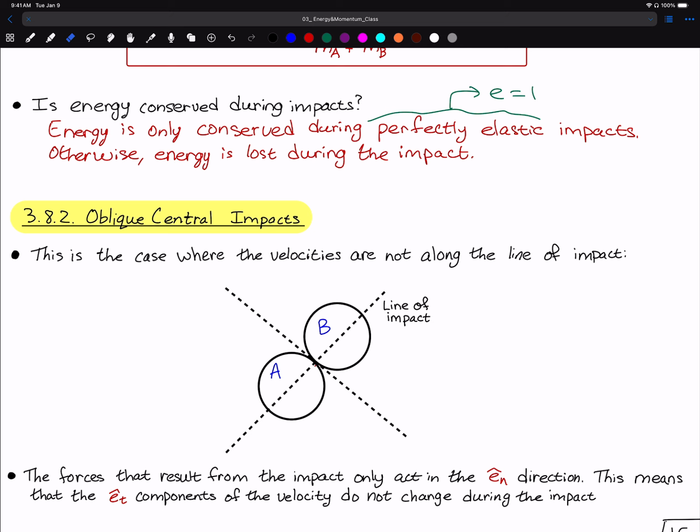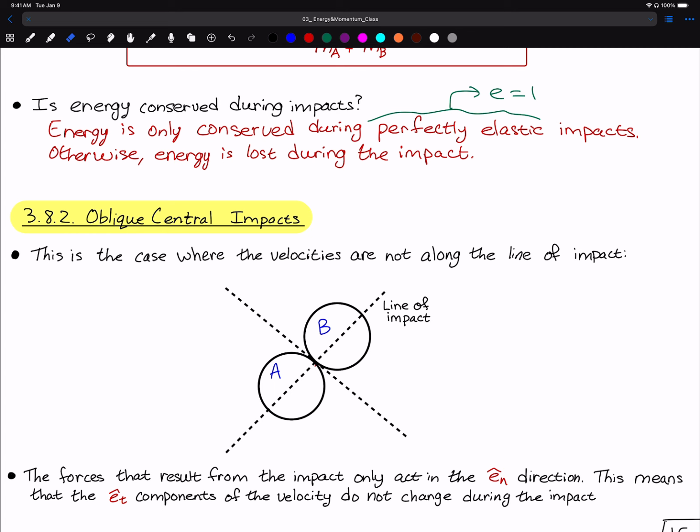If e is not equal to 1, or we're not considering a perfectly elastic impact, then energy is lost during this impact, and that results due to change in the kinetic energy. So the kinetic energy before the impact will be greater than the kinetic energy after the impact.